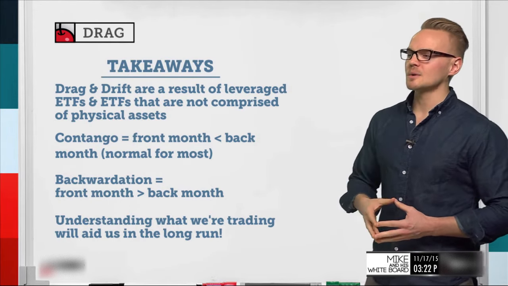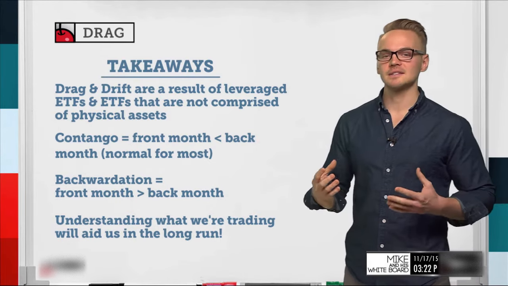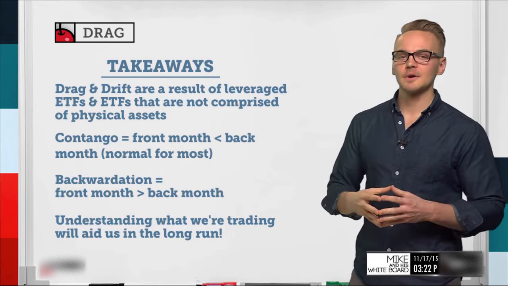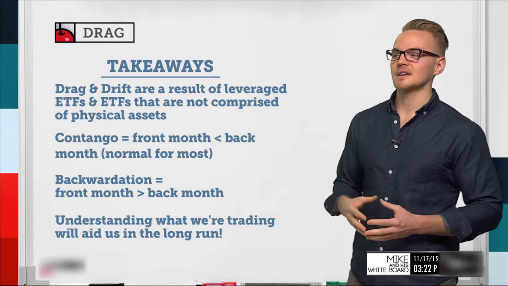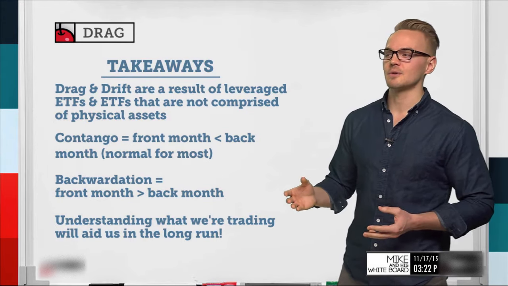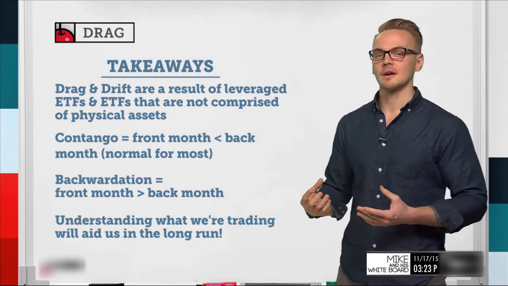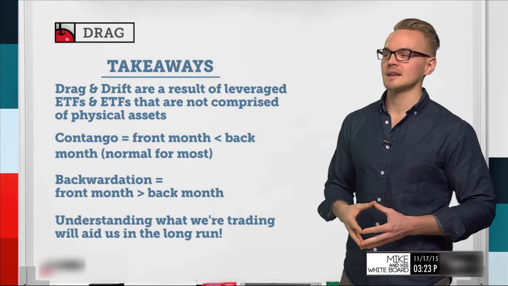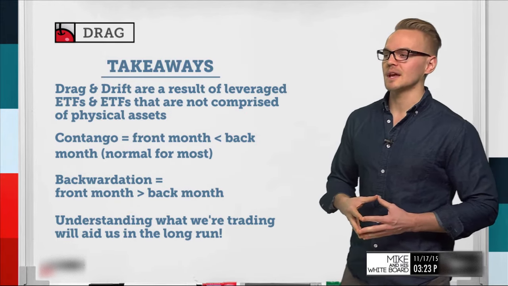Also, contango is when the front month is trading for less than the back month. So again, as an example, if I'm looking at November and it's trading for less than December, that would be in a state of contango. And if I'm looking at a future where the front month is trading for more than the back month, so if November is trading for more than December, then that futures product would be in a state of backwardation. And again, understanding what we're trading will aid us in the long run.